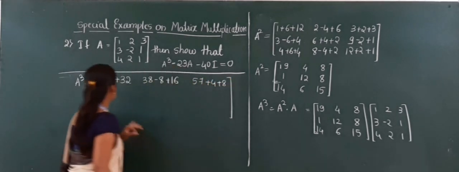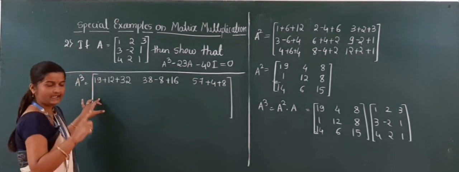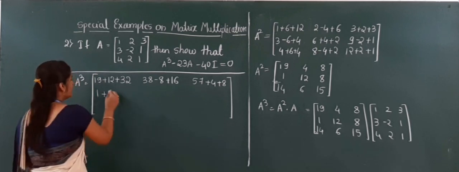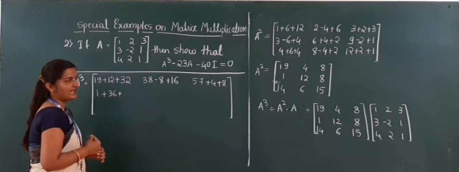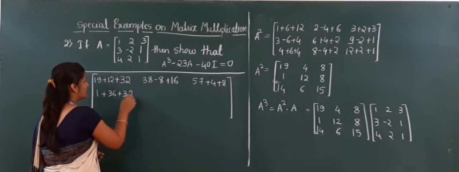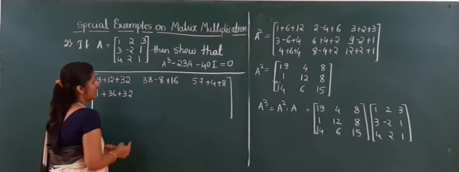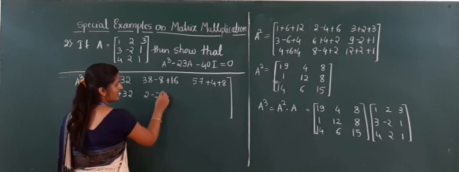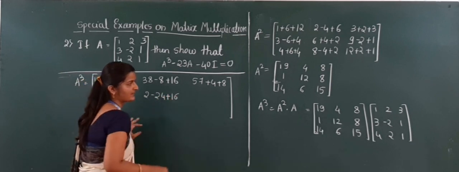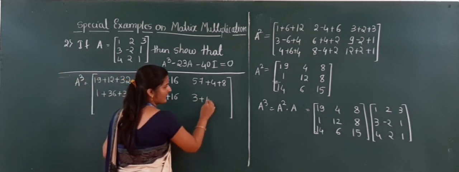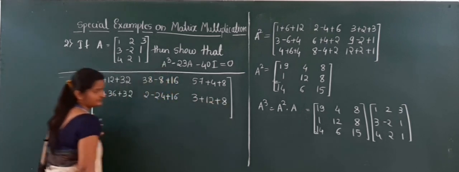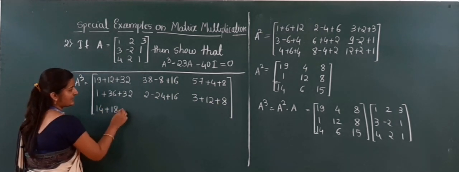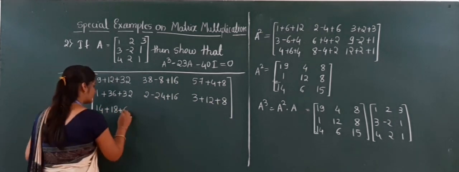Okay. Next, for the second one, 1 12 8. Second row to the first column. 1, 12 3s are 36, 8 4s are 32. Okay. Next, second row, second column. 2 minus 24, 8 2s are 16. 3, 12 plus 8. Next, 14 ones are 14, 6 3s are 18, 15 4s are 60.